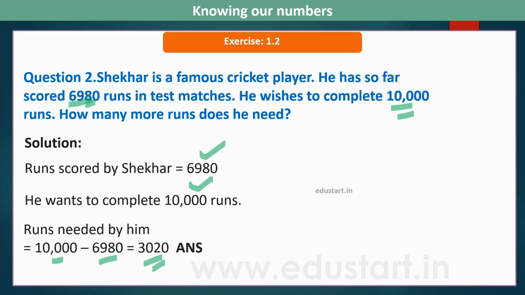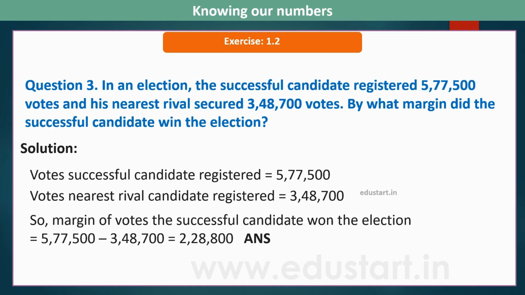Okay. In an election, the successful candidate registered 5,77,500 votes and his nearest rival secured 3,48,700 votes. So by what margin did the successful candidate win the election? Now, the votes the successful candidate registered: 5,77,500. Votes the nearest rival candidate registered: 3,48,700. So what is the margin of votes with which the successful candidate won?